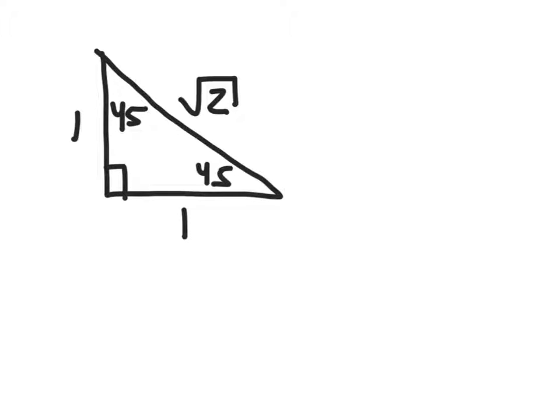Remember, I can also show a 45, 45, 90 triangle by marking the two legs the same length and the right angle. I could also label the two angles as having the same angle measure and then having the right angle.